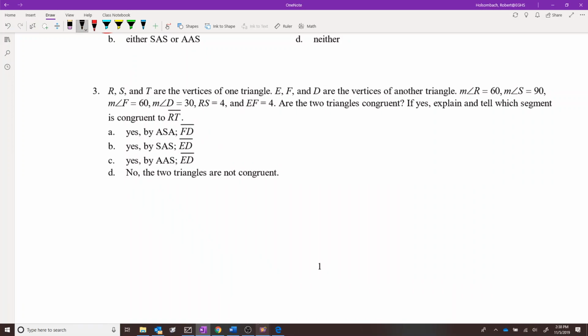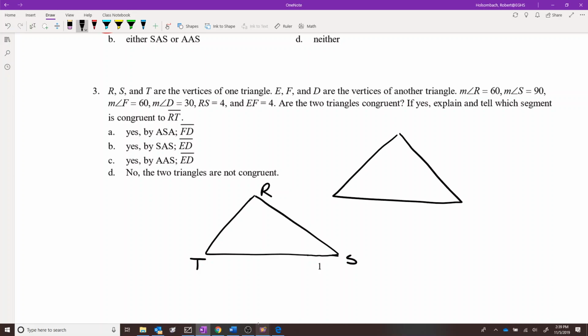Number 3, R, S, and T are vertices of one triangle. E, F, and D are the vertices of another triangle. The measure of R is 60 degrees. The measure of S is 90 degrees. The measure of angle F is 60, and the measure of angle D is 30. R to S is 4, and E to F is 4. Are the triangles congruent? If yes, explain and tell which segment is congruent to RT.